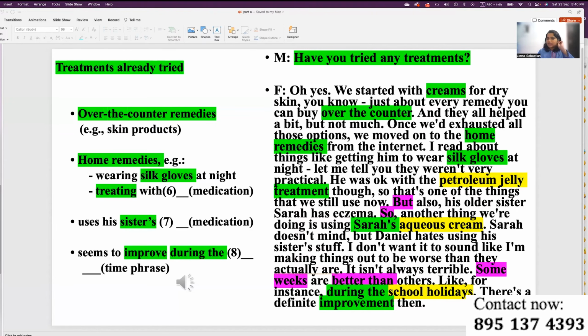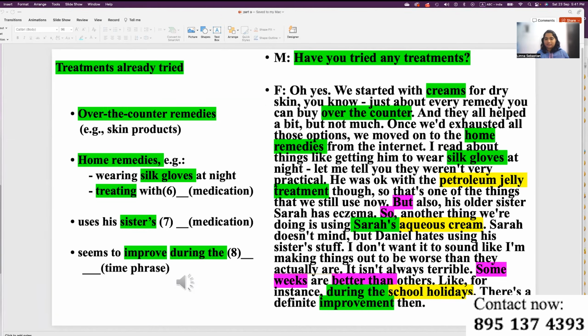Our predictions are correct. Again, she says, but also his older sister Sarah has eczema. Yes, there is some skin problem for his sister as well. So another thing we are doing is using Sarah's aqueous cream. Our keyword is sister, so he's using some medication. We predicted it like that, and our prediction is correct here. In the audio we can hear Sarah's aqueous cream. Aqueous cream is the correct answer.